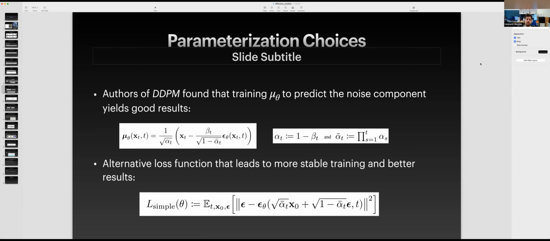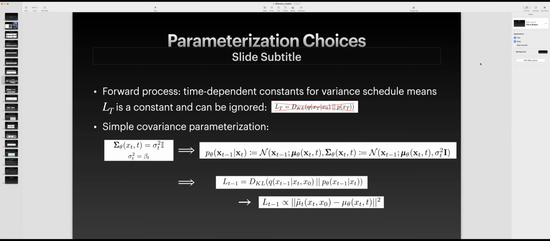And the authors also found that... Leonard, the mu tilde is known or not? The mu tilde is known. It has a closed form. It's not something that's learned. Okay.